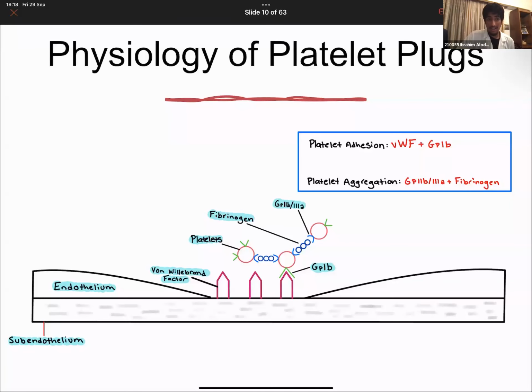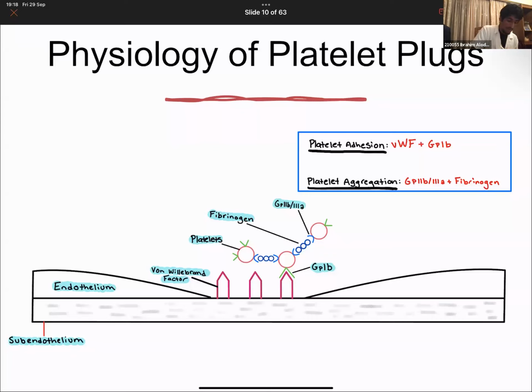Now, let's talk a little bit about the physiology of platelet plugs. So here's a drawing that I made. I think it's really good. And we're going to talk about everything that goes into forming a platelet plug, all right? And it's a little bit confusing. So again, if you guys don't understand anything, stop me and I'm going to re-explain it. But first and foremost, there are two main things that go into forming a platelet plug, which is platelet adhesion and platelet aggregation. Okay, so let's start by talking about platelet adhesion.